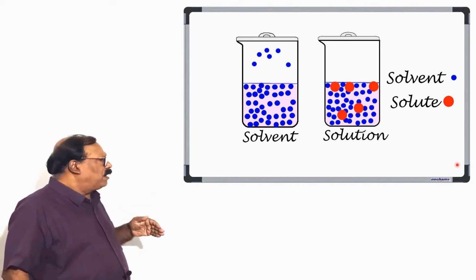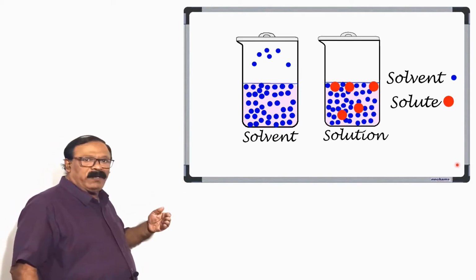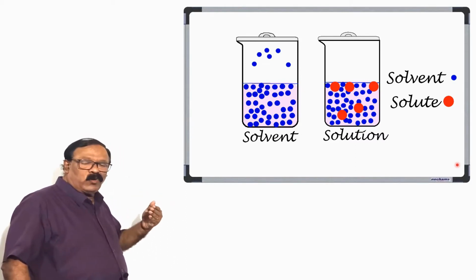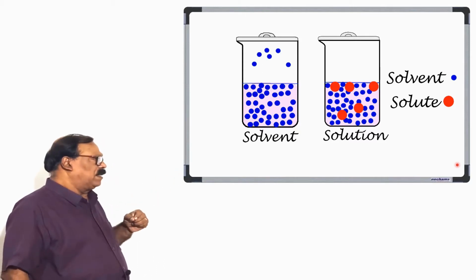In the second beaker, we have a solution obtained by adding a non-volatile solute. Non-volatile solute molecule is represented by red color.